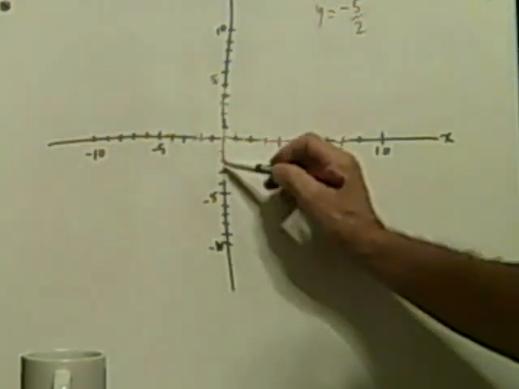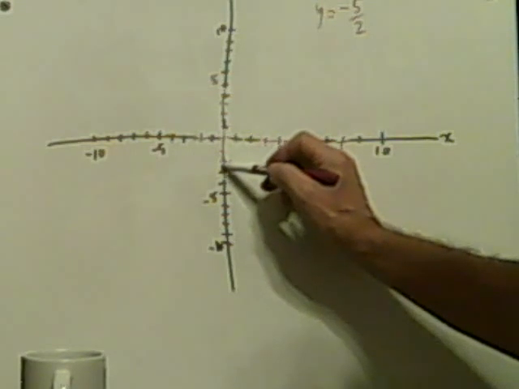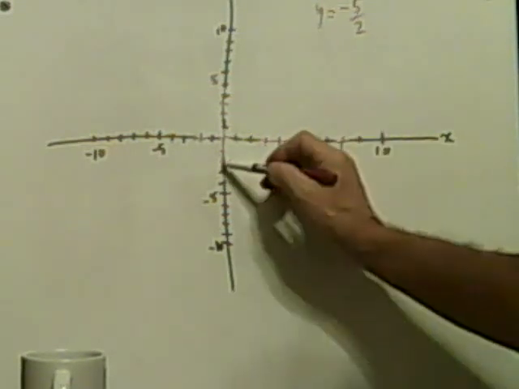Now, let's go to the next and last problem, which reads y equals -5/2. Well, -5/2, that's -2.5. So you go down to -2.5, and you just draw a horizontal line.